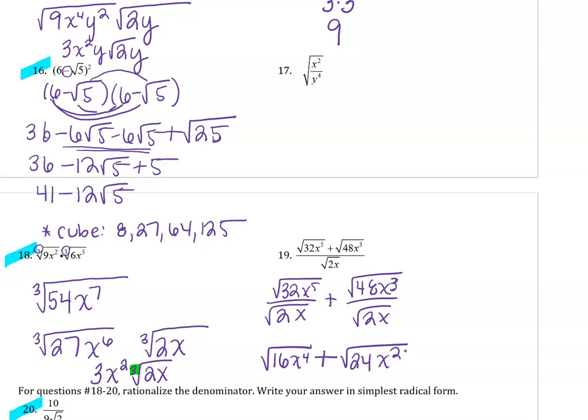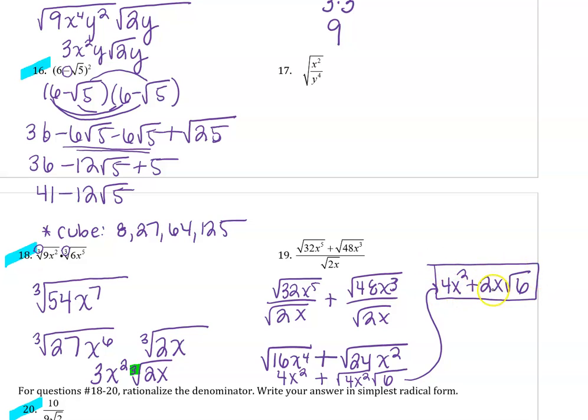Now each of these I can break down. 16x to the 4th is 4x squared. Plus, now biggest perfect square in 24 is 4. X squared will go in the good radical, and then I have a leftover radical 6, because 6 times 4 is 24. So this is 4x squared plus 2x square root of 6, and that's as combined as it's going to get, because these do not have common radicands. You cannot combine them further.